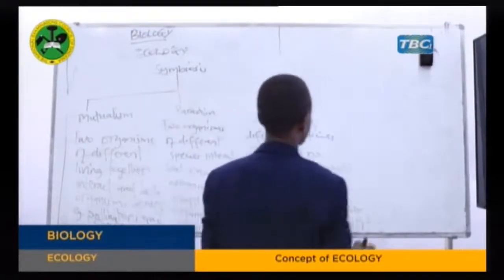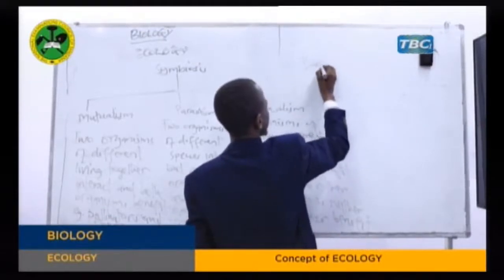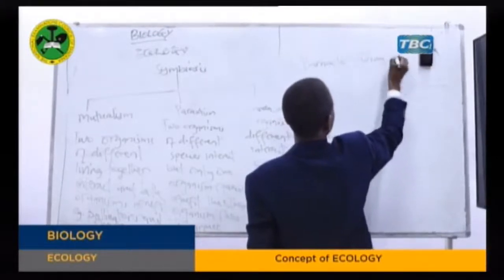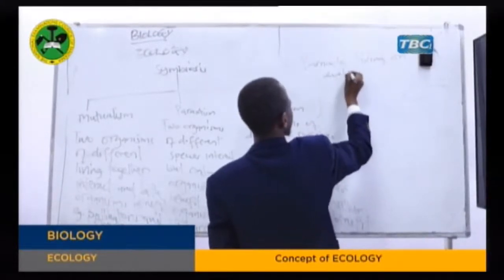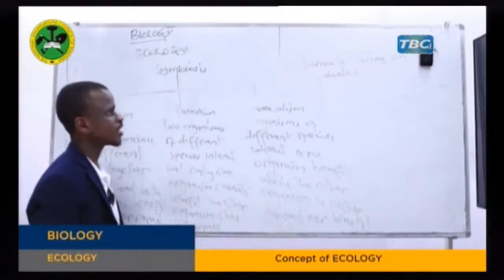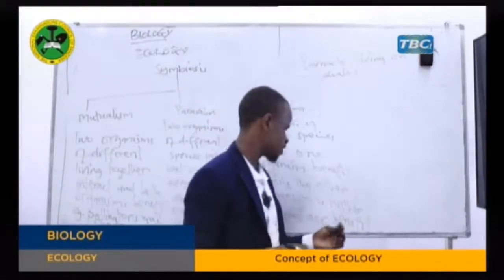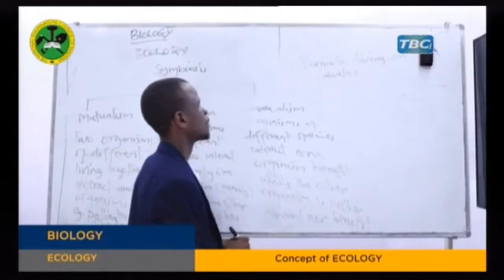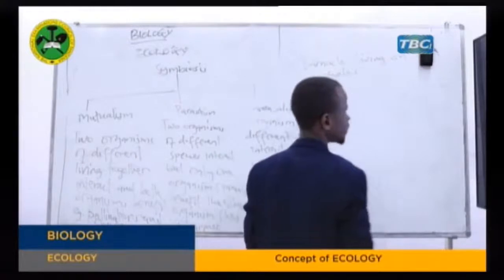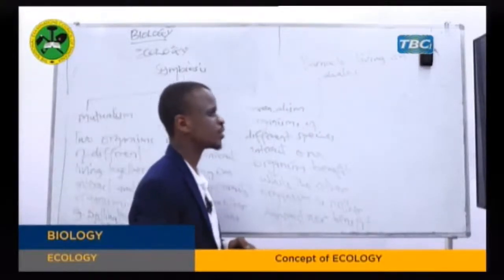Therefore, for commensalism example, we can take a barnacle living on whales. A barnacle can be transported from one area to another by whales, but the whales cannot benefit or get harmed from the barnacle. Hope we are together, my students. That is the first interaction among biotic components of an ecosystem.